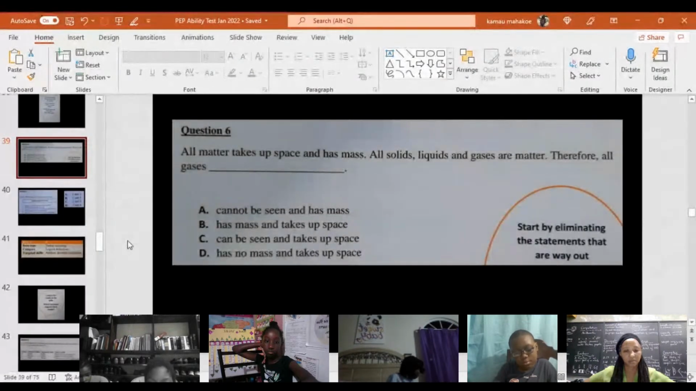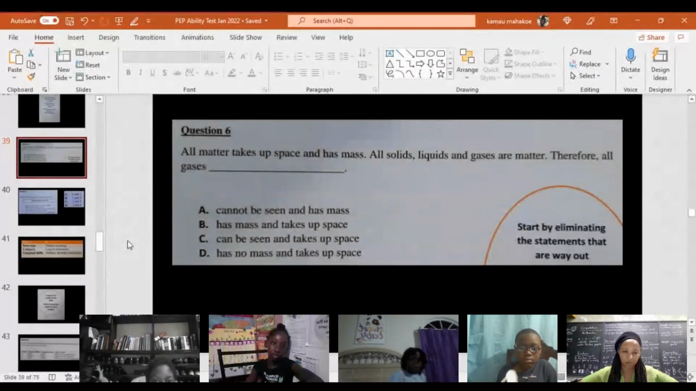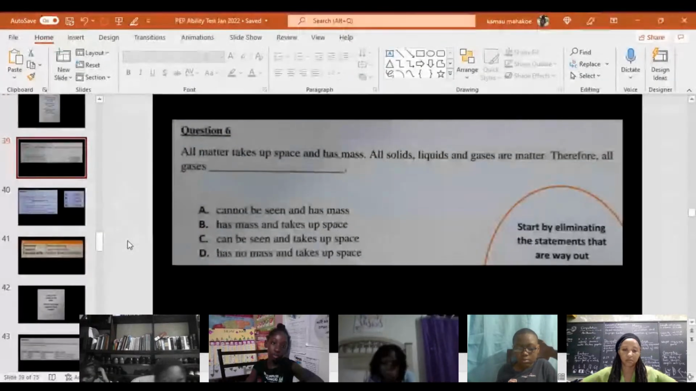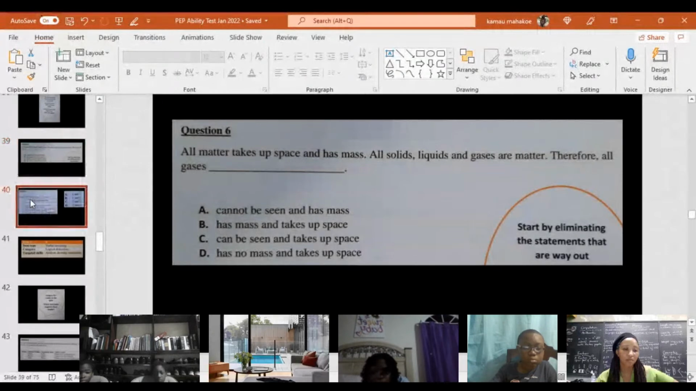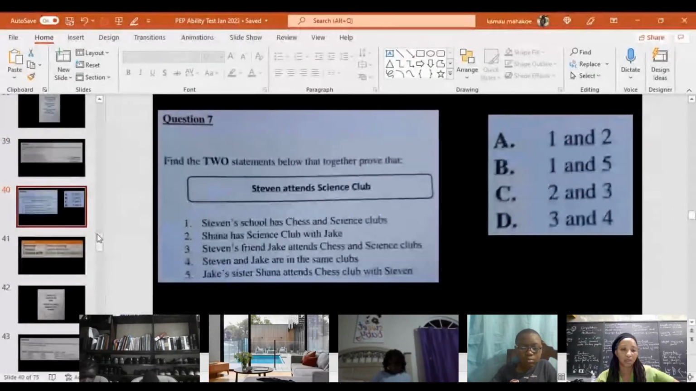Miss, my answer would be B, has mass and takes up space. Miss, because in the first part of question 6 it says all matter takes up space and has mass. Okay, that's correct. All right.